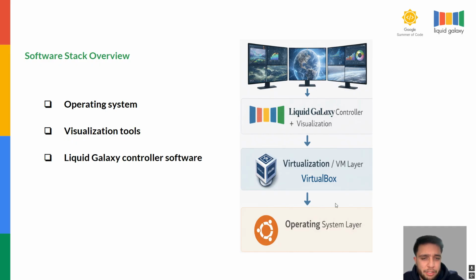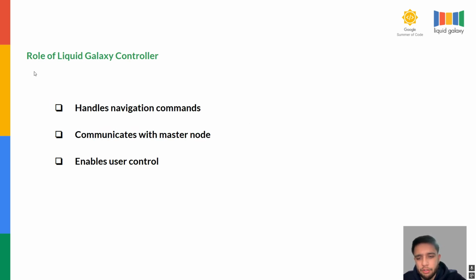So as you can see in this picture, firstly, the Liquid Galaxy uses Ubuntu as the operating system. Then we have VirtualBox, where the virtual machine actually runs, and then we have the Liquid Galaxy controller plus the visualization tool like Google Earth. And in this whole way, the whole setup makes it possible to deliver the visualization experience through the display, all the three displays which are connected here. So yeah, now we'll go to the next slide.